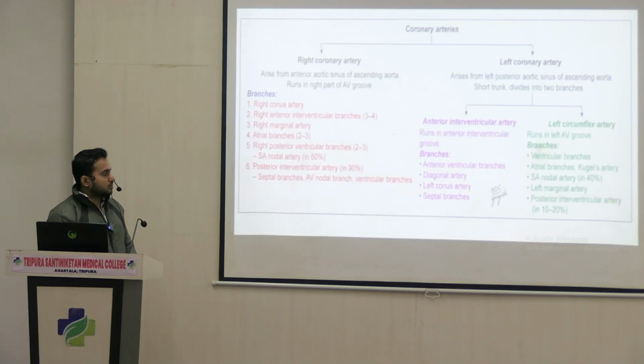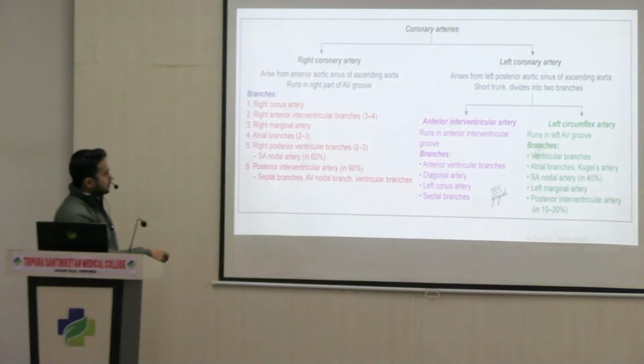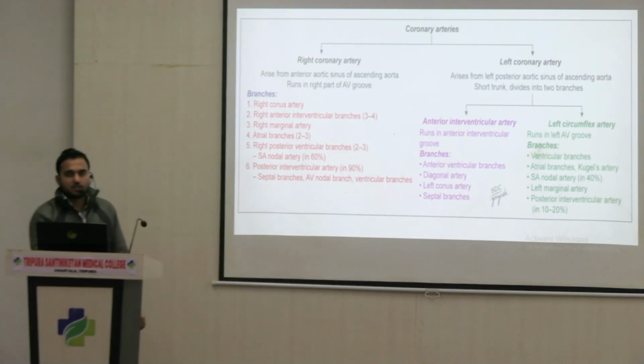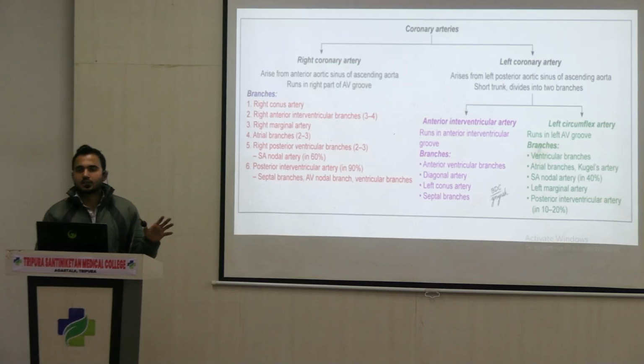So in order to understand the branches, two things are there. Either you can use this chart. I have taken this chart from BDC. So everyone, you are having BDC, you can use this chart, but don't forget to draw the diagram. If you are using this chart also, you have to draw the diagram. Now in this particular chart, you can see the right coronary artery and you can see all the branches given. Now numerous branches are there.